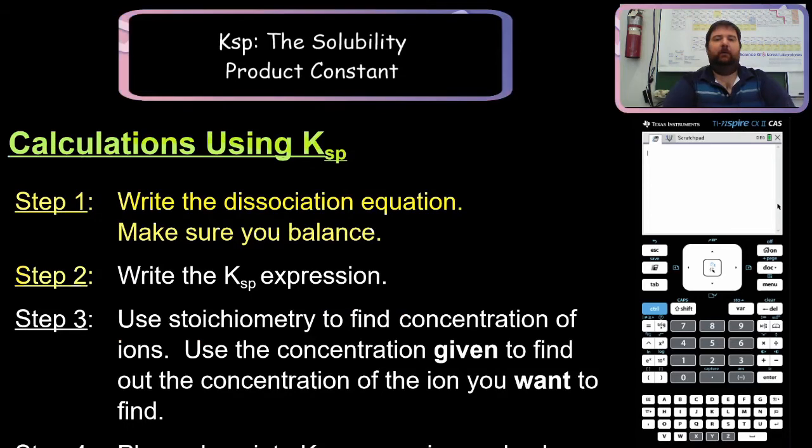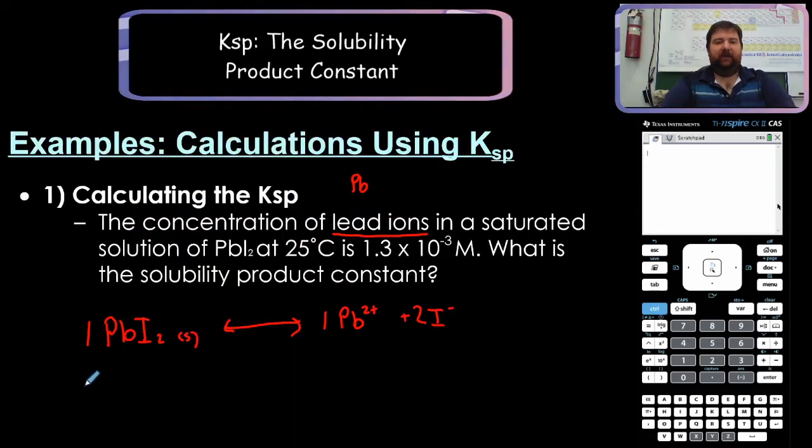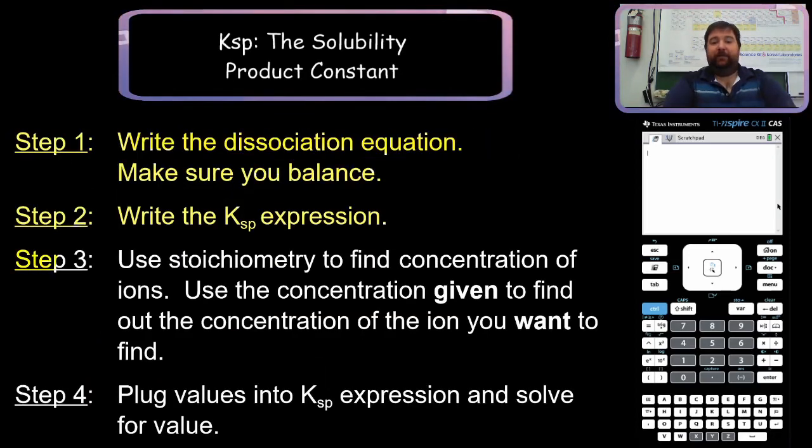Step 2 is to write out your Ksp expression. So let's try that out. In this case, our Ksp is equal to the concentration of Pb2+ to the power of 1 multiplied by the concentration of I- to the power of 2. Step 3 says use stoichiometry to find the concentration of your ions, and use the concentration given to find out the concentration of the ion you want to find.